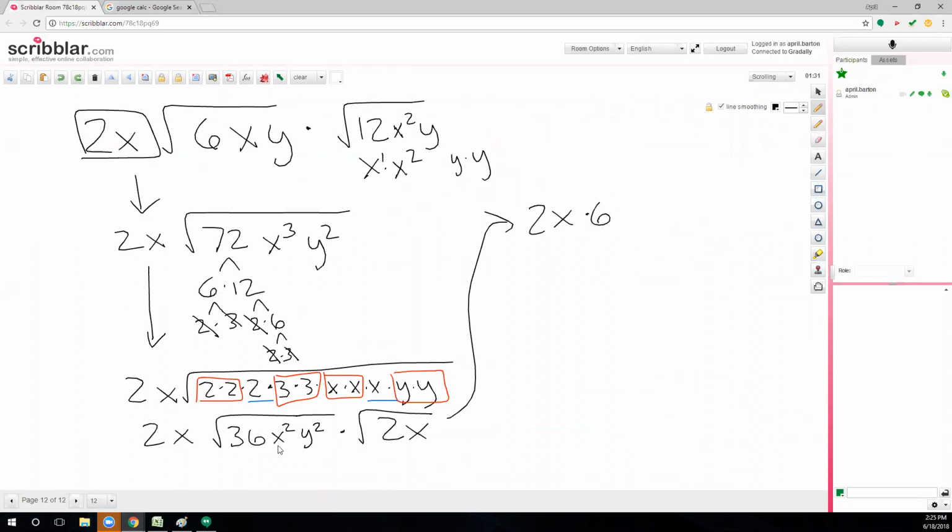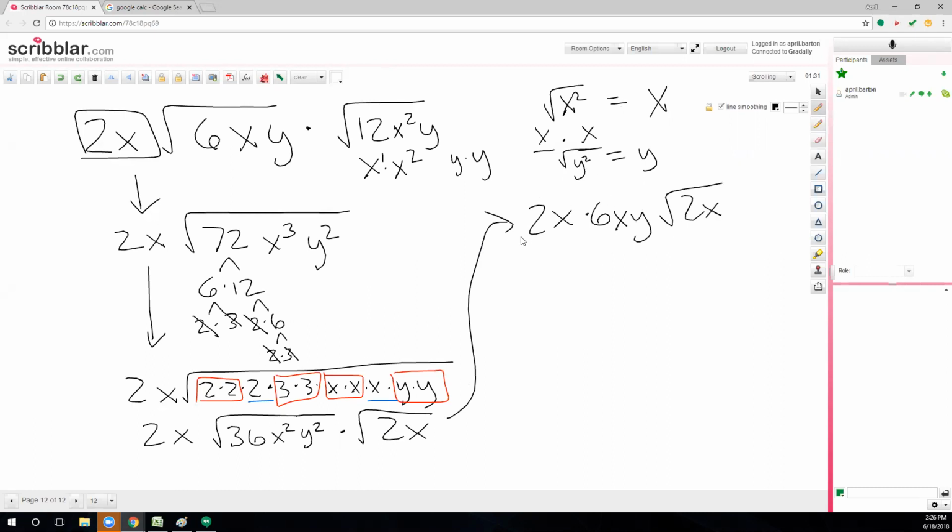And then this is the tricky part. With our variables, the square root of x squared is actually just x. Again, that definition of square root was what multiplies by itself. Well, the only thing that makes x squared is x times x. So the square root of x squared is x. Same thing with y squared. The square root of y squared is just y. So we get 6xy square root 2x.